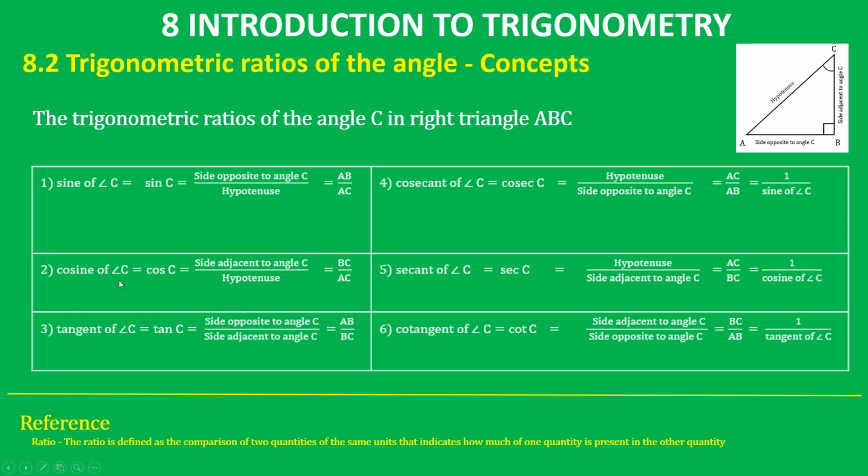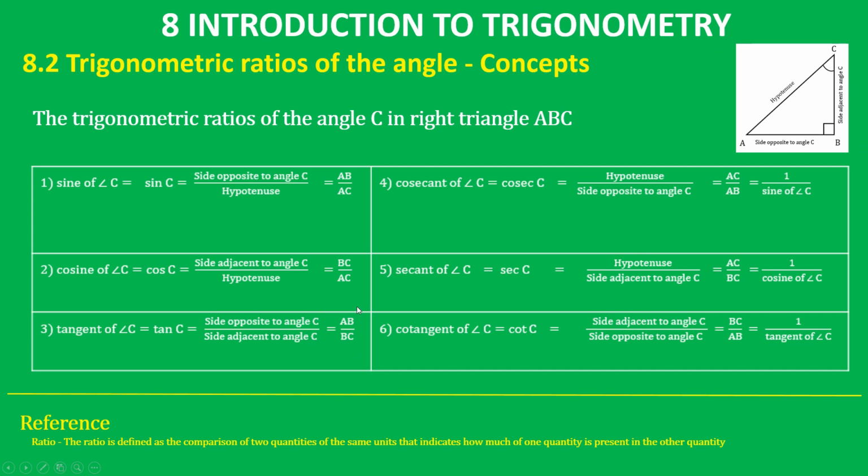Then cosine of angle C is equal to cos C, which is side adjacent to angle C by hypotenuse, which is BC by AC. Now the third ratio, that is tangent of angle C, which is tan C: side opposite to angle C divided by side adjacent to angle C, that is opposite side by adjacent side, that is AB by BC.